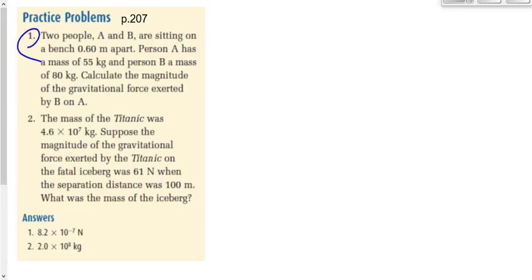Even if we couldn't see the answers down here, we would predict that this is going to be a very, very, very small force, right? How come? Because they have very, very small masses in the grand scheme of things, right? We would say that M1 is 55 kilograms, M2 is 80 kilograms.